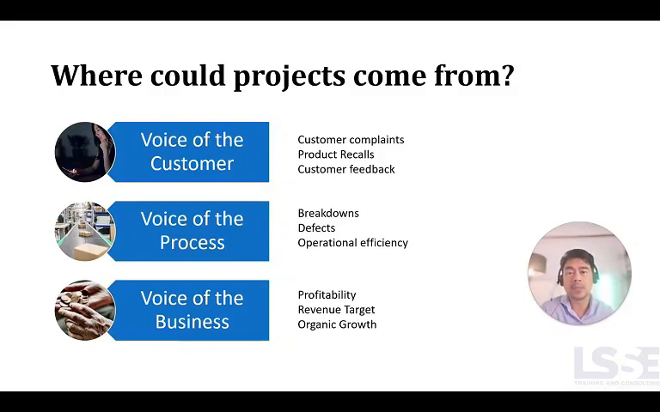And the next chunk is what we call the voice of the business. This is more on the dollar side or the peso side of your business. So it could be profitability, revenue target. Are you hitting the desired revenues of your company or of your business, and organic growth? These are the different sources of information that could trigger a project for your process.